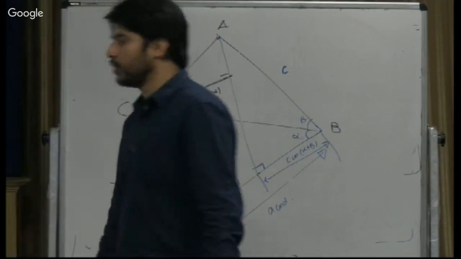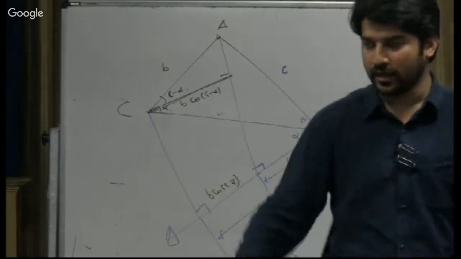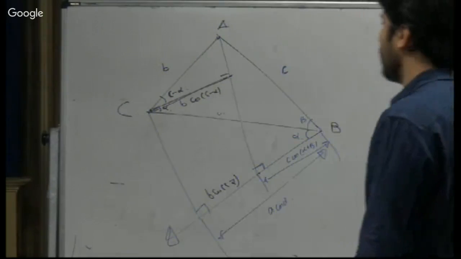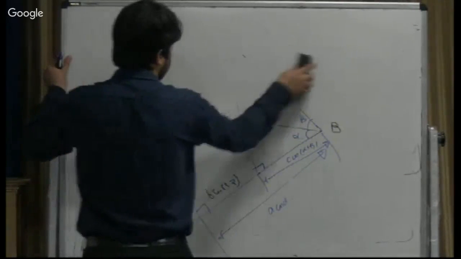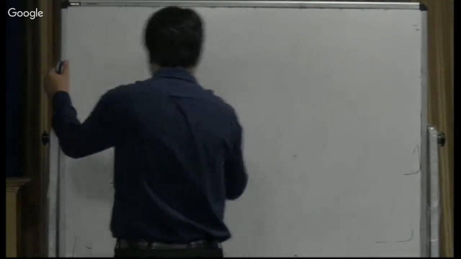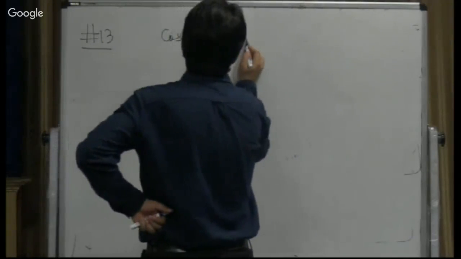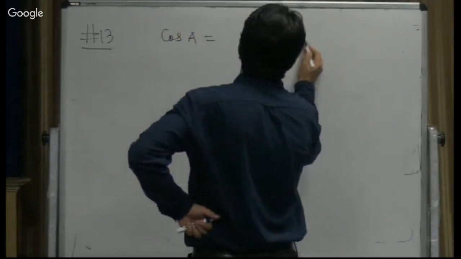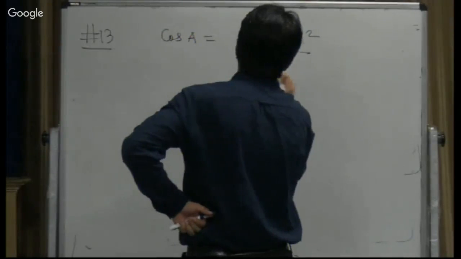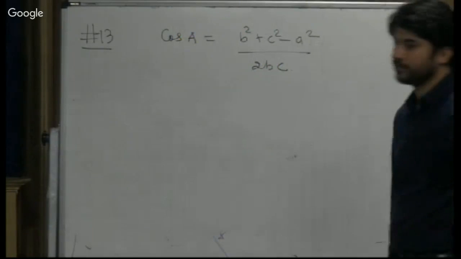Now, going to the 13th property, which is again another major, most important property. We call it the cosine rule. And we have already proved it also in coordinate classes, if you remember. So property 13, again one of the most important properties of this chapter. It says cos A is equal to (b square plus c square minus a square) by 2bc. Now the question is how to prove it.